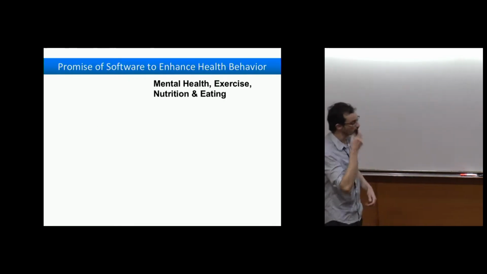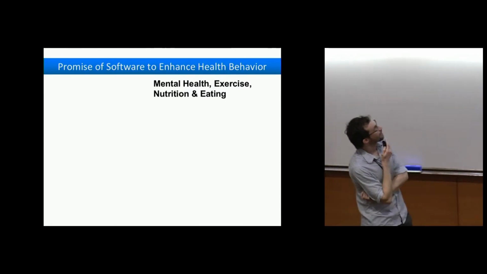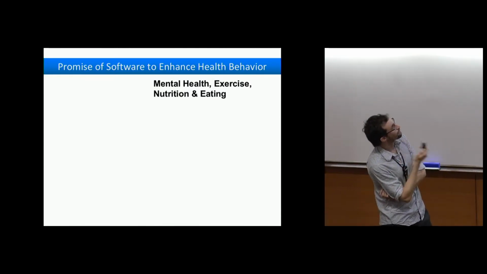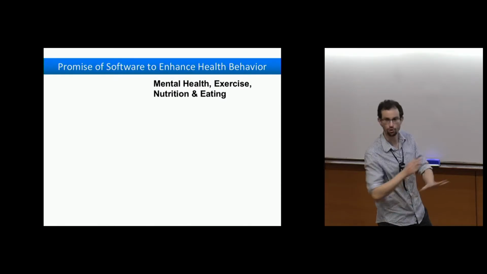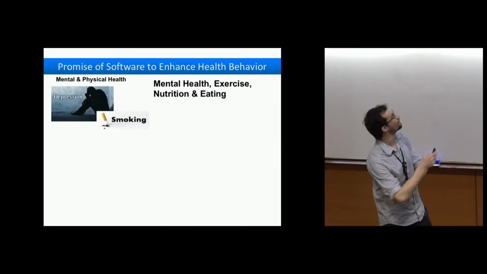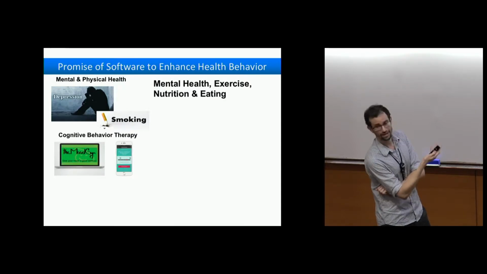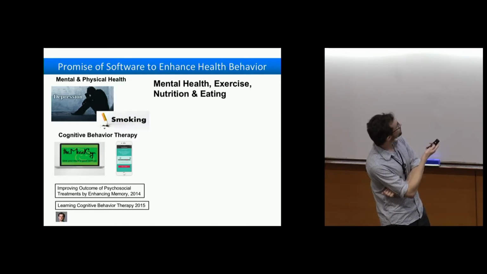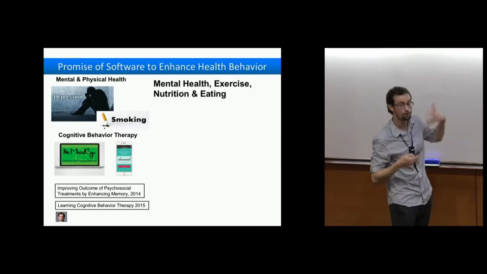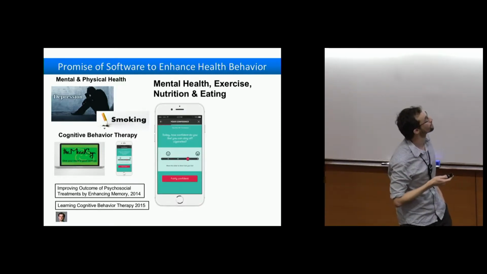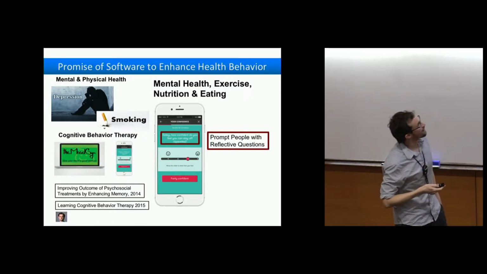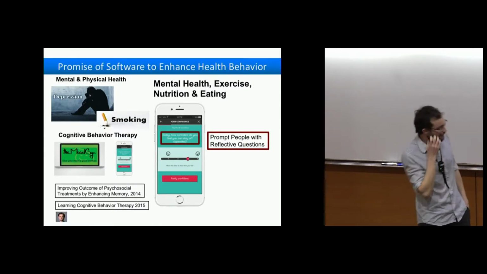Okay, so as I mentioned, I'm interested in issues like how do we use technology to enhance mental health, exercise, nutrition, eating. And you guys are all sold. This has huge promise. Getting people to quit smoking or deal with depression. In the UK, you can actually write a prescription for cognitive behavior therapy. And I've done work in the past with clinical psychologists on how we help people learn things like cognitive behavior therapy in the context of a smartphone app.